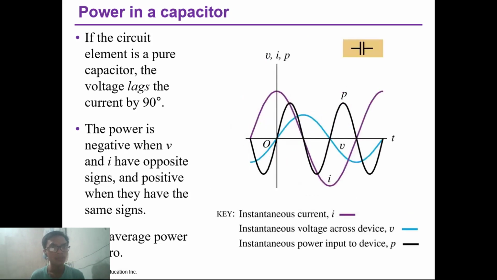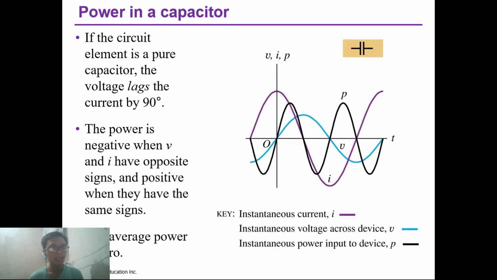So if the circuit element is a pure capacitor, the voltage lags the current by 90 degrees. The power is negative when the instantaneous voltage and the instantaneous current have opposite signs, and positive when they have the same signs. And the average power is 0.